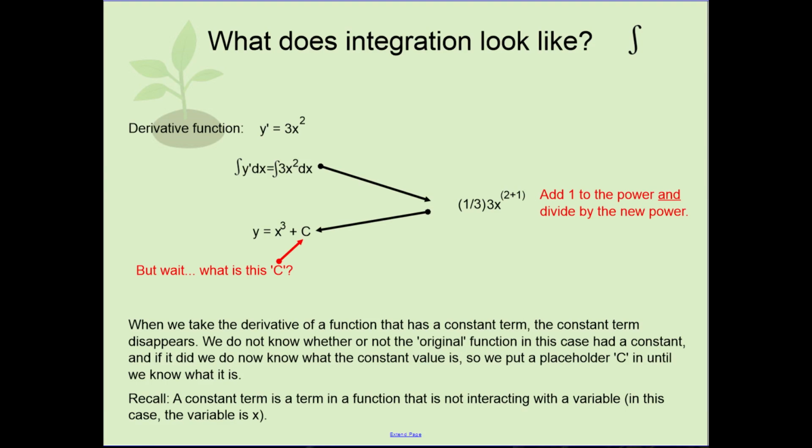So what does integration look like? First and foremost, one of the most important things in an integral is this symbol right here. This is called the integrand, and we use that whenever we want to take an integral of something. Let's take a look at this derivative function, y prime equals 3x squared. If we want to take the integral of that, we're going to throw the integral sign on both sides in front of the y prime and the 3x squared, and we want to throw this dx after the y prime and after the 3x squared.